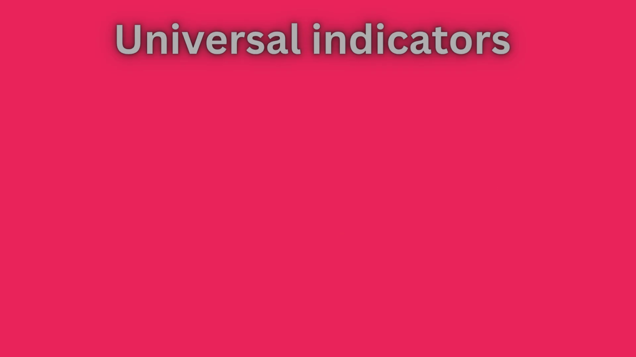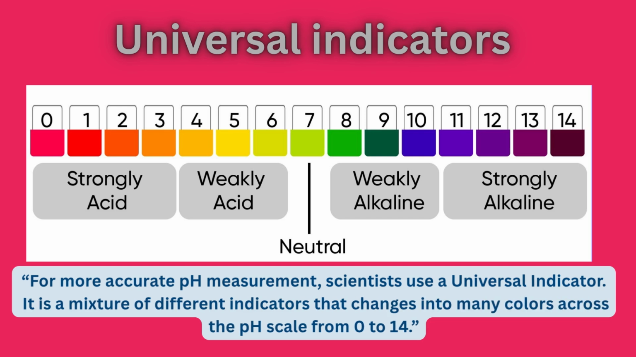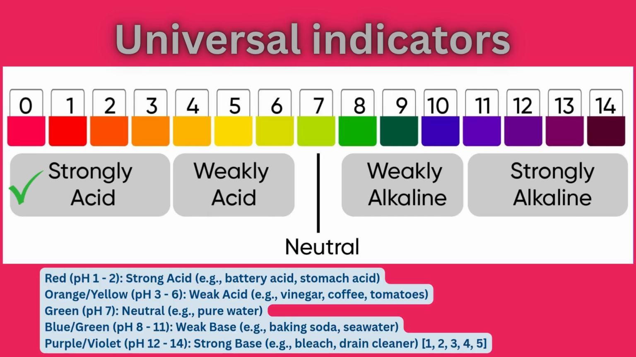Another one is the universal indicator. It shows a different color for different pH values, like red for a strong acid, green for neutral, and purple for a strong base.